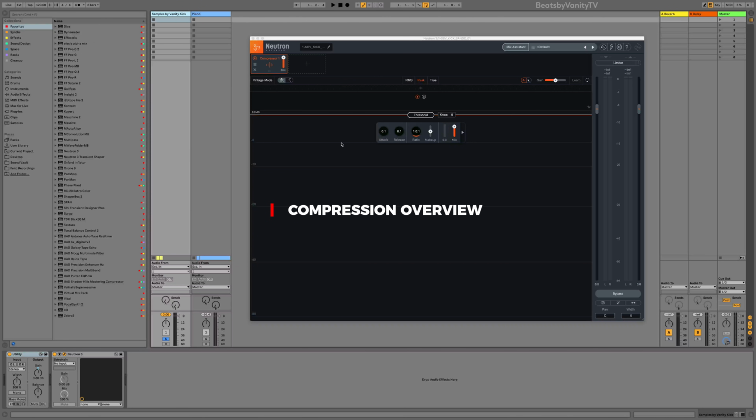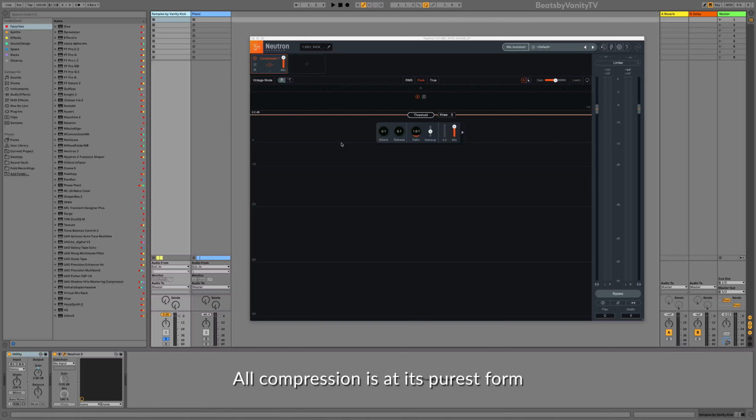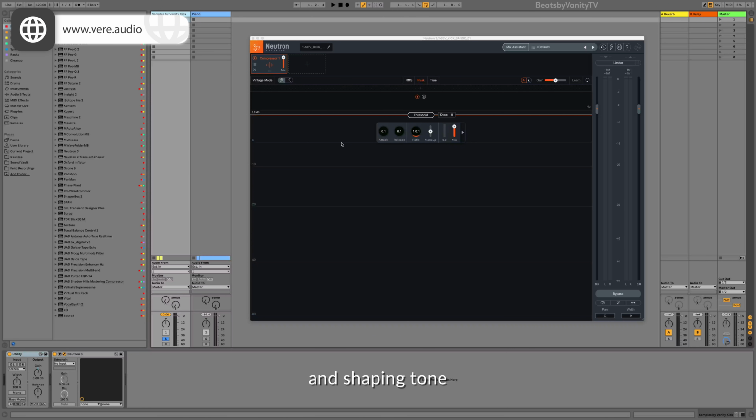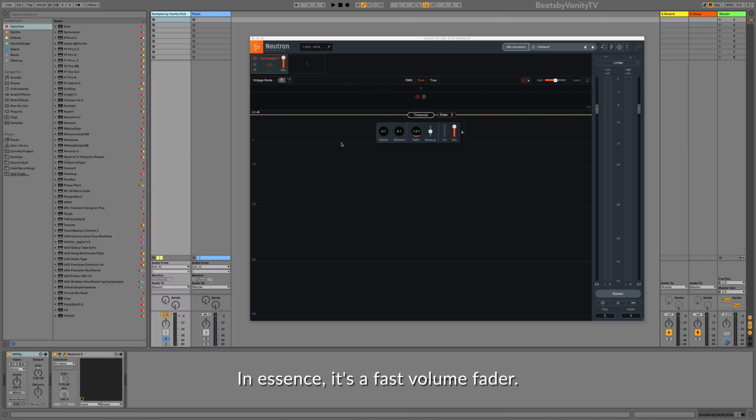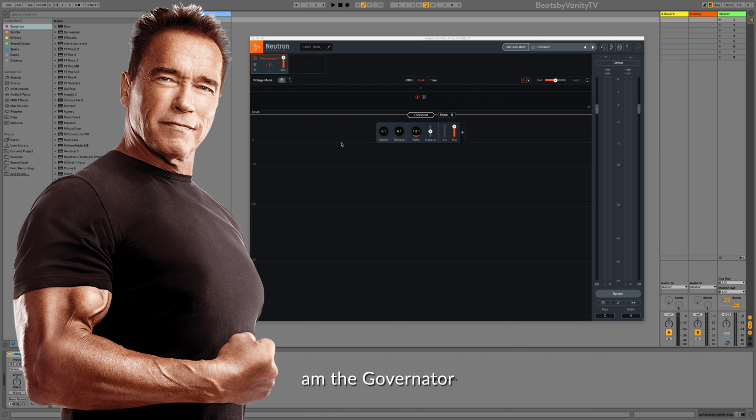Compression overview. Compressors don't make things louder, okay? They turn things down. All compression is, at its purest form, is volume reduction. Now, compressors have other uses, such as imparting color and shaping tone, which I will show you later. But for now, let's focus on the primary use. Compression is the act of reducing the volume of a signal. In essence, it is a fast volume fader. I would know, because I am the Governor.